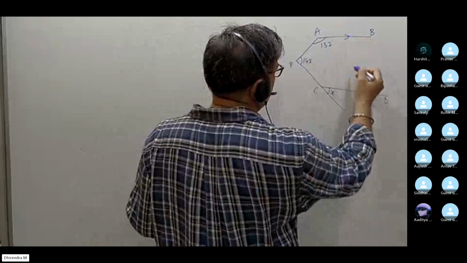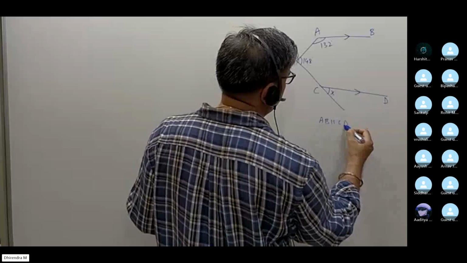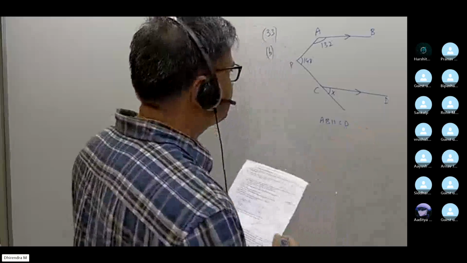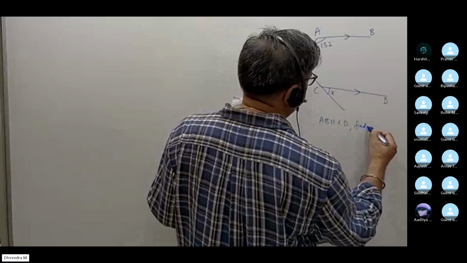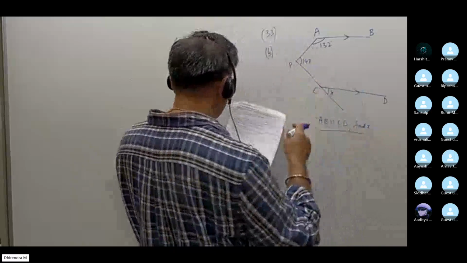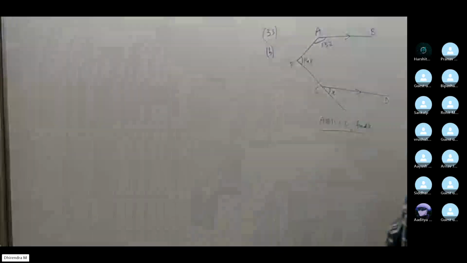If the figure AB is parallel to CD, I'm not writing the steps, folks. I'm only solving it. Or let me write it. AB is parallel to CD. It's given. Find X and Y. So here we have only X. We have got to find the value of X. So it's a similar question when it comes to the approach as question number 31.